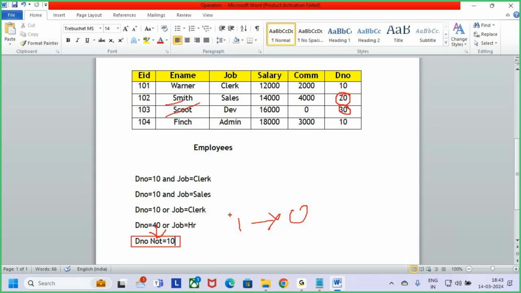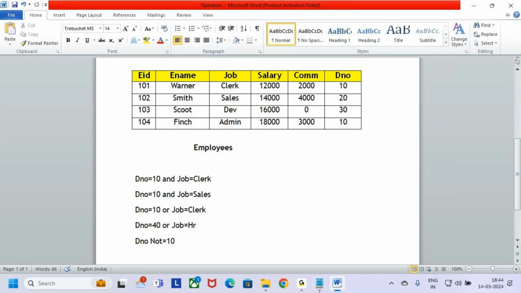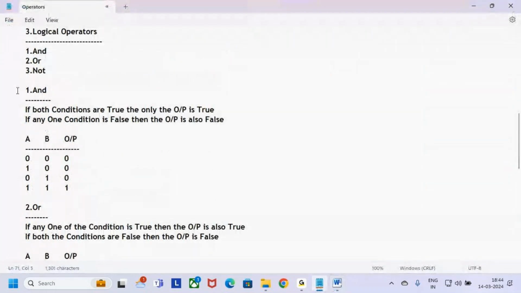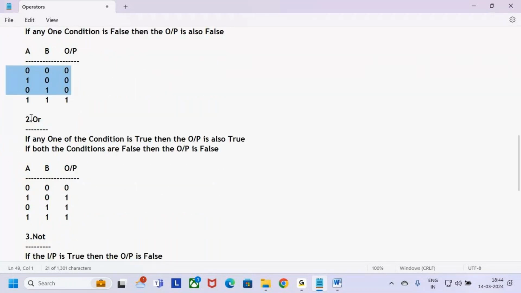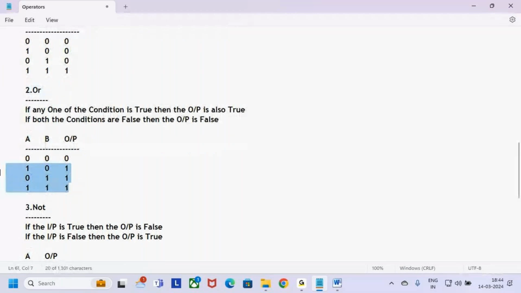So like this, we are going to use these logical operators. So these are the different types of logical operators available. In the logical operators, the first one is what? The AND operator. In the AND operator, if both the conditions are true, then only the output is true. Remaining all the cases, the output is false. When coming to the OR operator, if any one of the condition is true, we'll get the output as true. When the output is false, if both the conditions are false, then only we'll get the output as false in the OR operator. Remaining all the cases, anywhere the condition is true, we'll get the output as true.